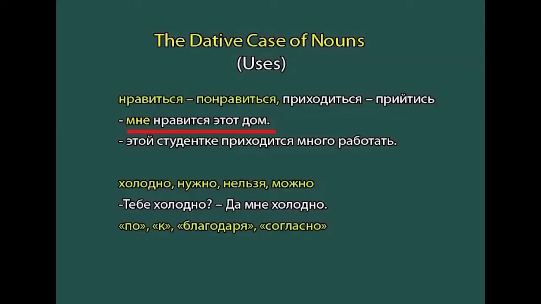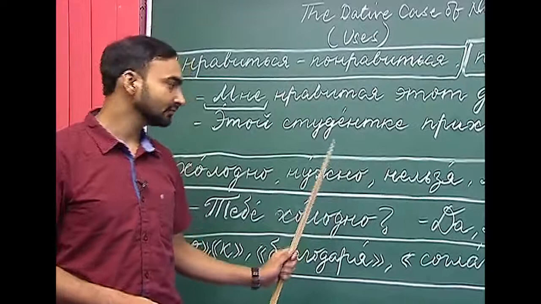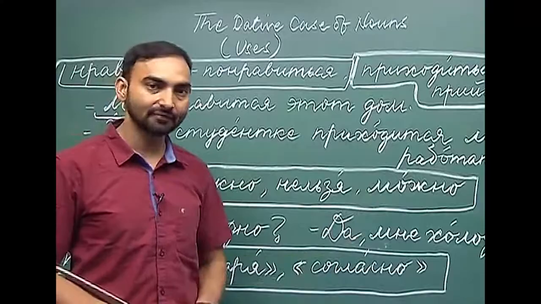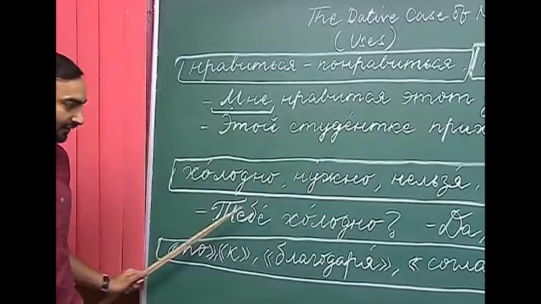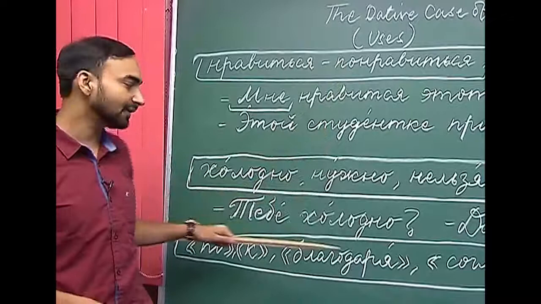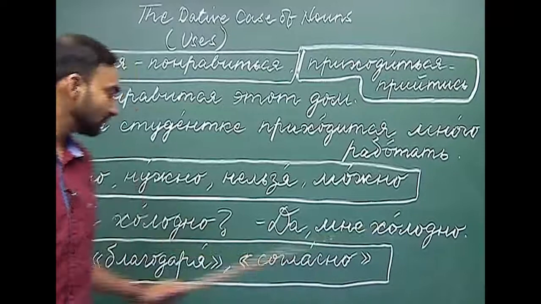The next use of dative case is with some adverbs and words like kholadna, nushna, nilzya, moshna. Kholadna is cold, nushna is necessary, nilzya is not allowed or never, moshna is it is allowed. So nilzya and moshna we have done before. For example, tibye kholadna. So again the logical subject is ti, which is the second person singular, but ti here is in the form of dative case. That is why we are again saying this is the logical subject of this sentence. Da mnie kholadna. Yes, I am feeling cold. So are you feeling cold? Yes, I am feeling cold.